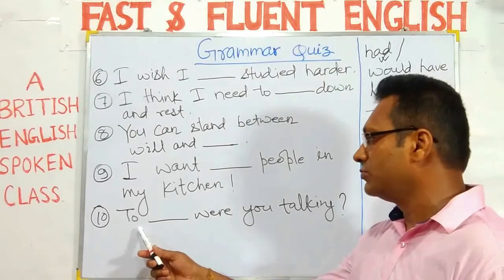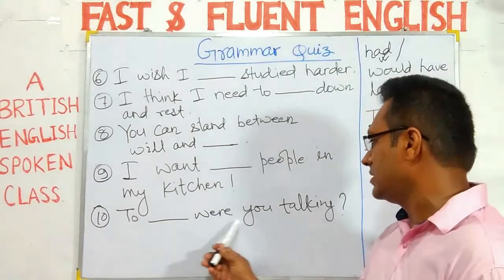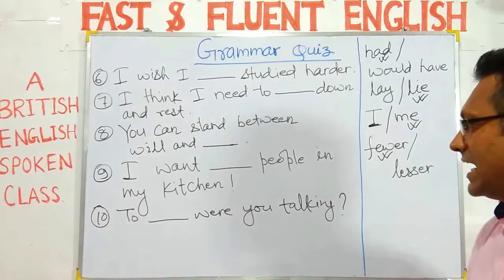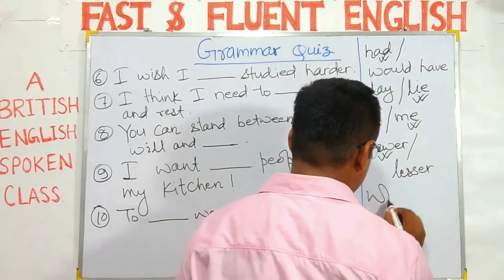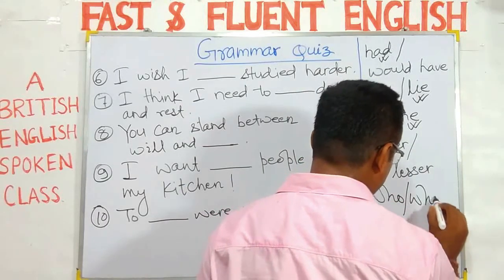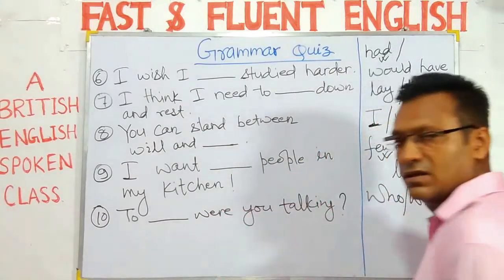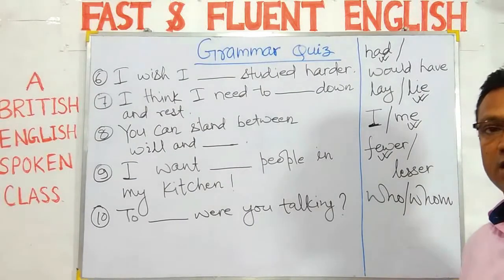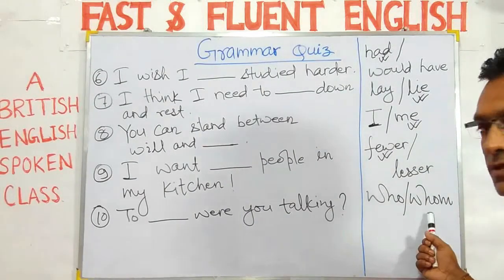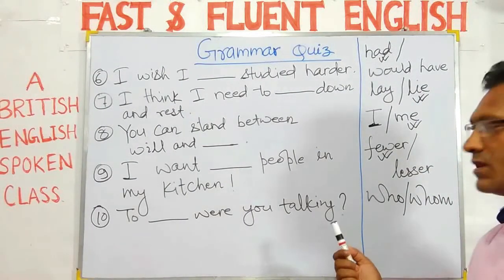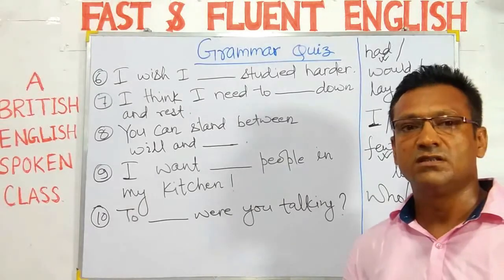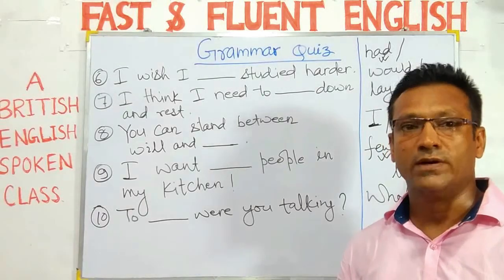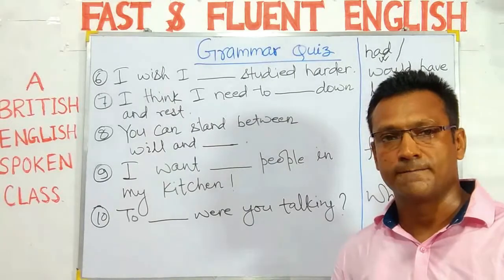The next one is two dash were you talking. And the options are who, whom. क्या होगा करेक्ट आंसर? Who or whom? And the correct answer is whom. अगर कोई क्वेश्चन टू से स्टार्ट होता है तो हम whom का यूज करते हैं.